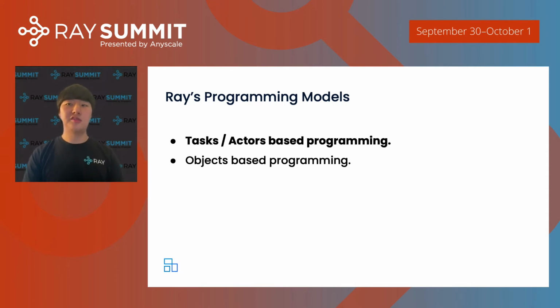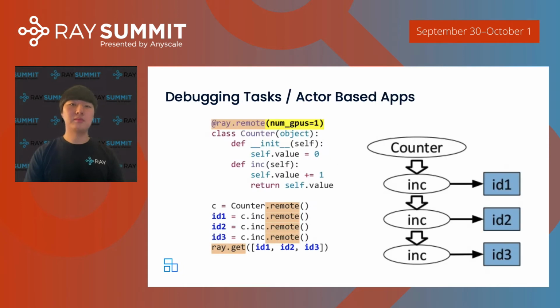This means all the distributed systems operations or interactions will be done as tasks and actors, which correspond to functions and classes respectively. Second, Ray is based off of distributed objects. And Ray's tasks and actors share data by accessing immutable objects called Ray objects. So Ray is object-based programming. So let's start from the typical problems you're facing when you debug task and actor-based applications.